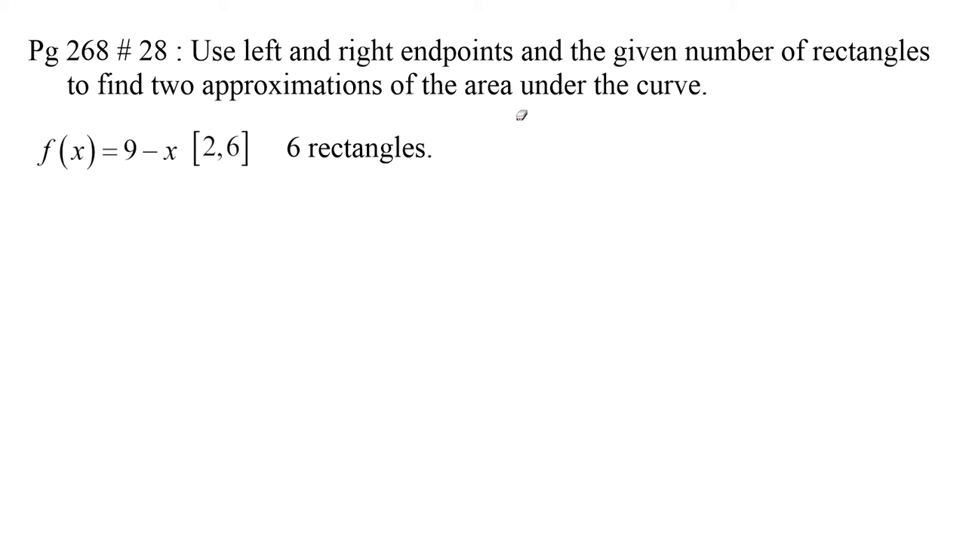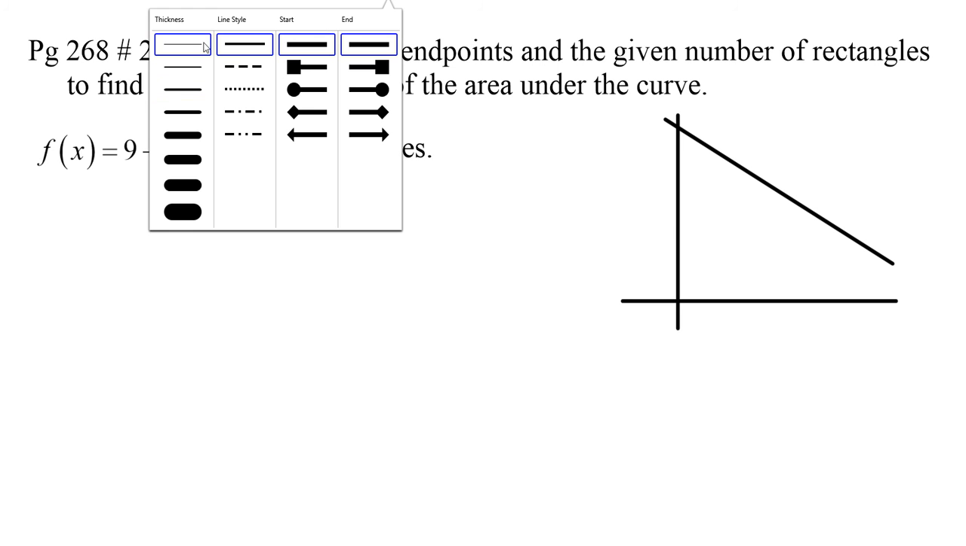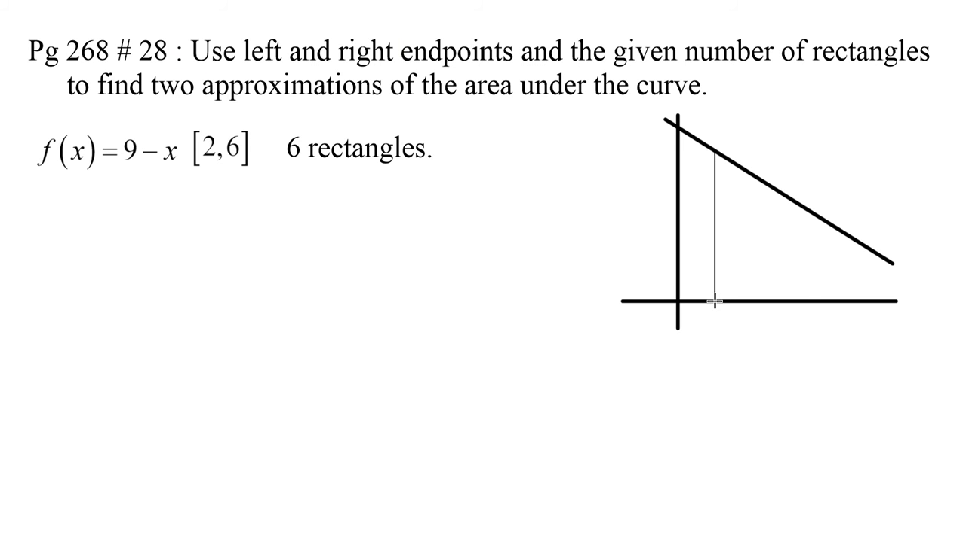So just kind of to give you a general idea of what I'm talking about here. All right, 9 minus x is a linear equation that looks kind of like this. And let's see if we can make our lines a little smaller here. So I've got a line here, I got a line here, and we'll call this right here 2, and we'll call this one right here 6. So that's where we're at.